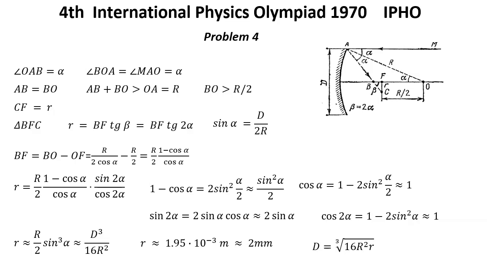So, from here we can conclude that r is approximately equal to R/2 multiplied by sine cube alpha, which is d cube over 16 R square. And from here we can find that r is approximately equal to 1.95 multiplied by 10 to the power negative 3 meters, which is about 2 millimeters. And from here we can conclude that d' is approximately equal to this expression.